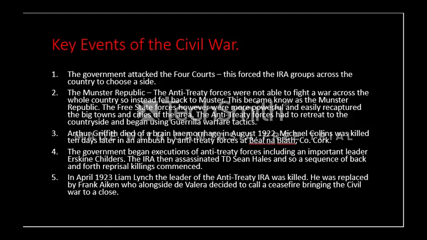So Liam Lynch was the leader of the anti-treaty IRA, and he was killed in April 1923. Because of his death, he was replaced by Frank Aiken. And Frank Aiken, speaking with De Valera, the two of them decided that this was enough civil war. They called a ceasefire, and that's what brought the Civil War to an end.